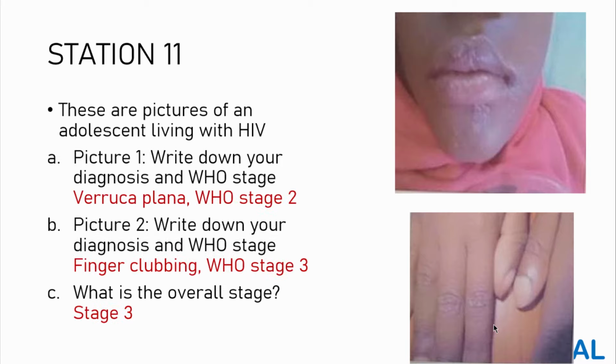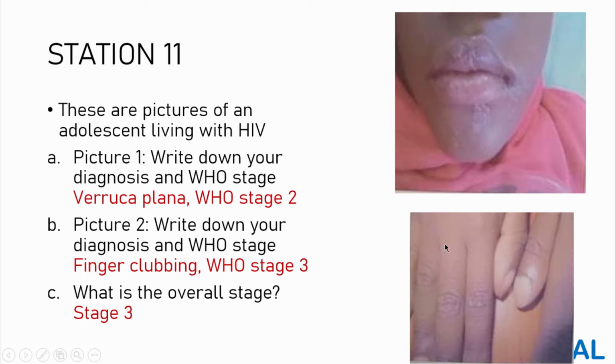So here comes the answer. In part 1, you obviously have verruca plana. This looks like verruca plana, though it's not so clear. Remember that in the WHO staging, in stage 1 the patient is either asymptomatic or has unexplained pruritic, generalized edema rather. Then in stage 2, that's where you have oral and mucocutaneous manifestations, things like seborrheic dermatitis, things like verruca plana. So this is obviously falling under WHO stage 2.